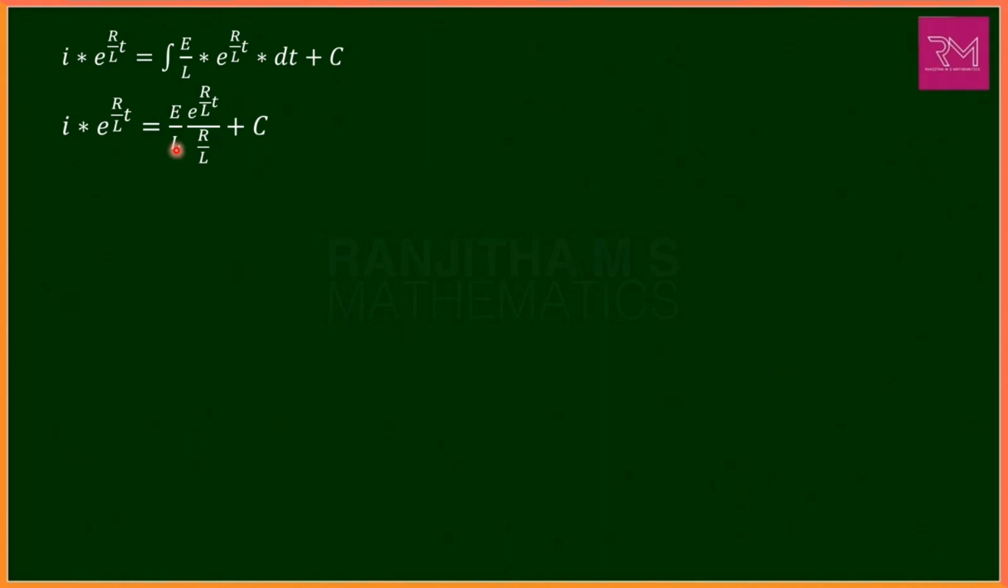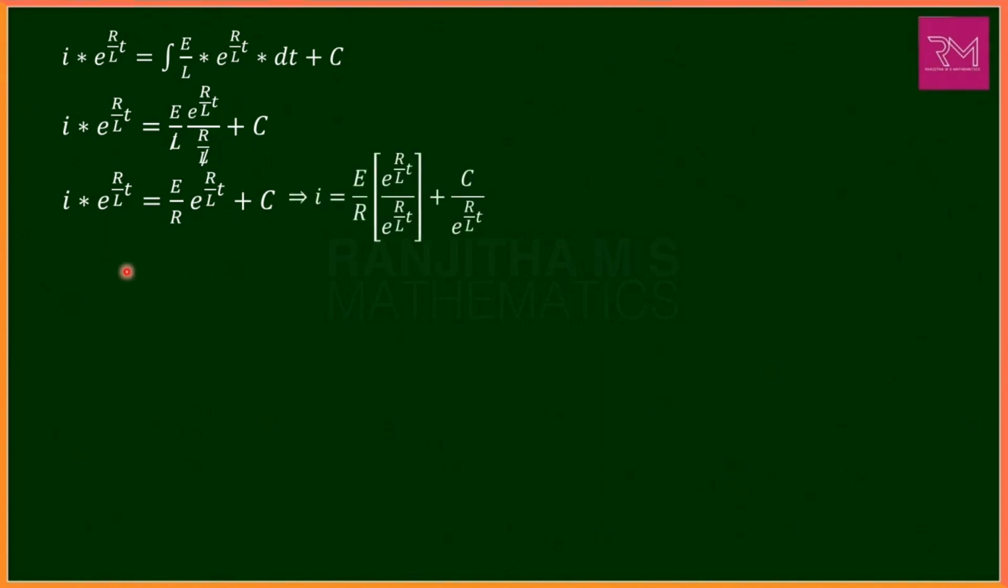Next step, cancel this L term. Remaining is I into exponential power R by L into t, which is equal to E by R into exponential power of R by L into t plus c. Next step, to find the I value, we have to take this value to the right hand side. That becomes I is equal to E by R into exponential power of R by L into t plus c, whole divided by exponential power of R by L into t.